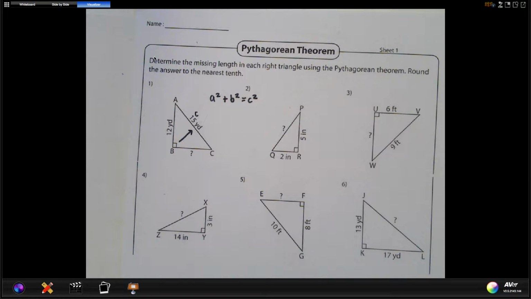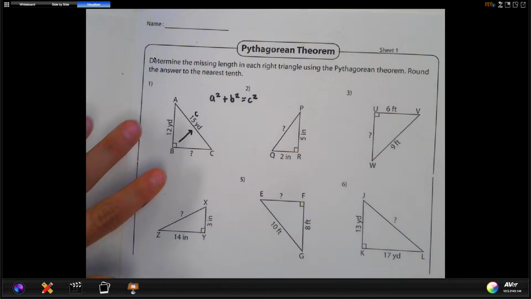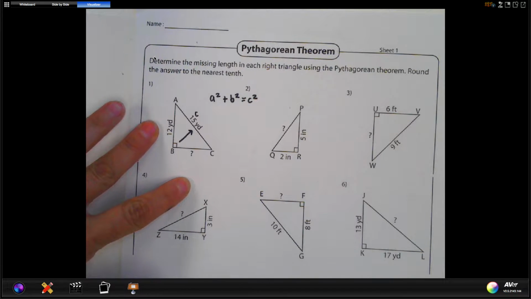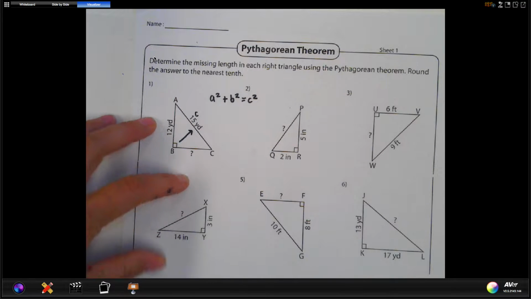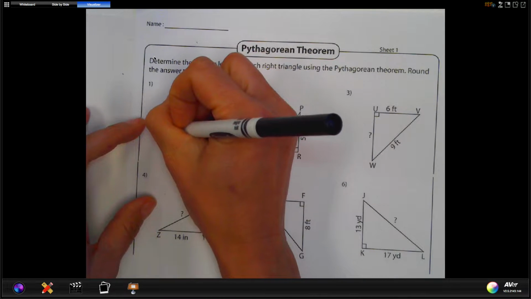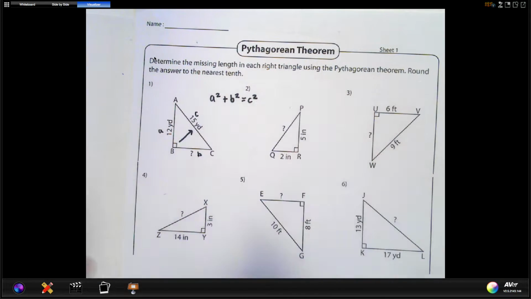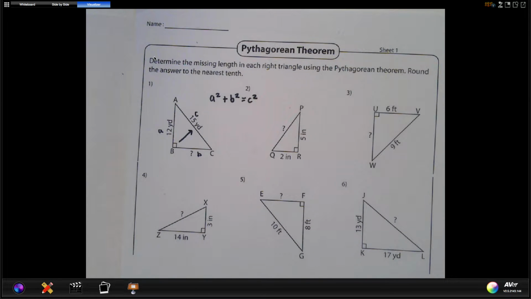Now, a and b are the other two sides. It doesn't matter which ones you label. I like to try and go in order. So I'm going to make this one a and this one b. You can switch them around, and they'll give you the same answer. Okay. So once you have your sides labeled, this is what you do.